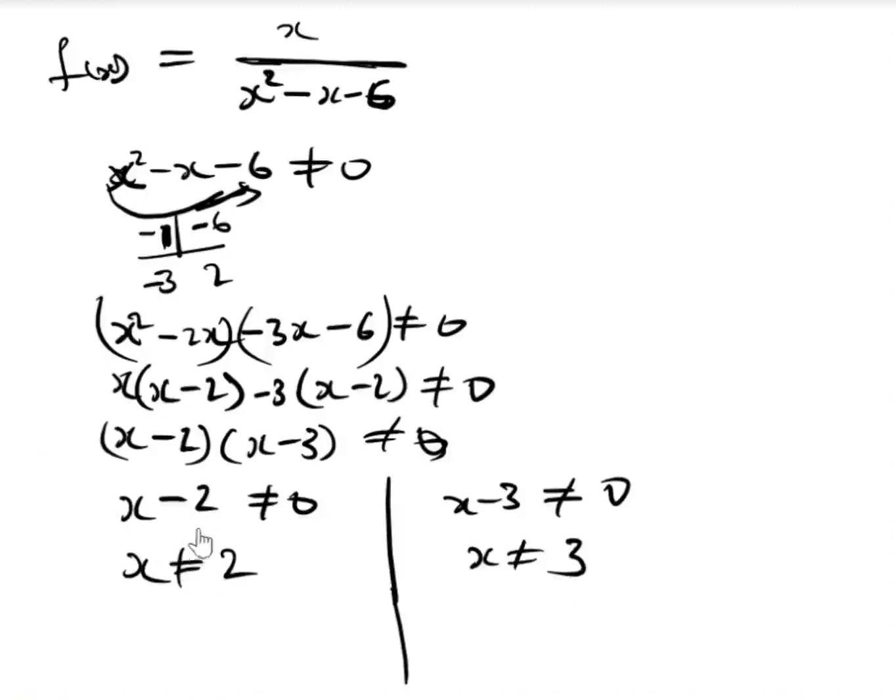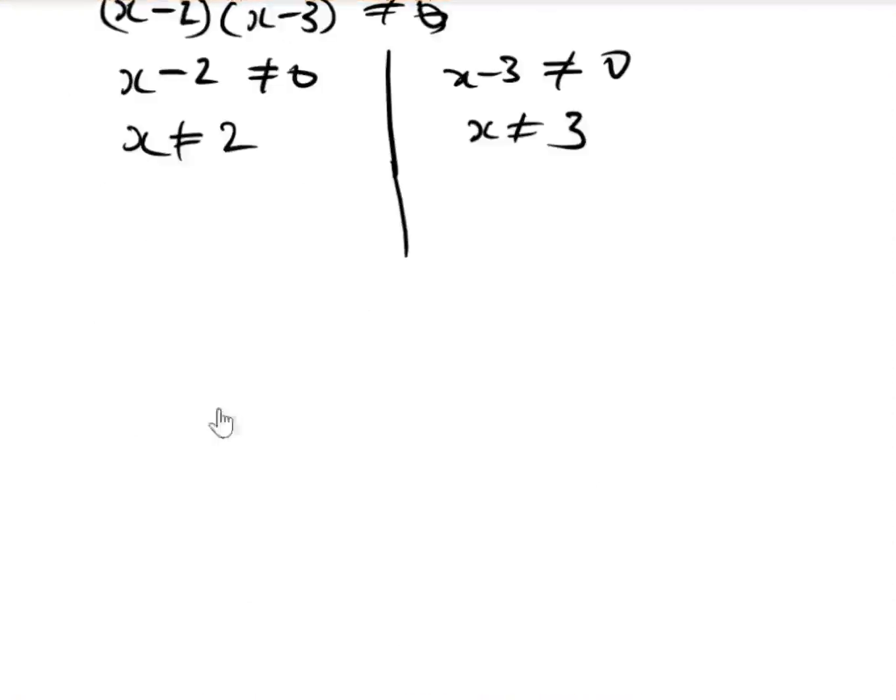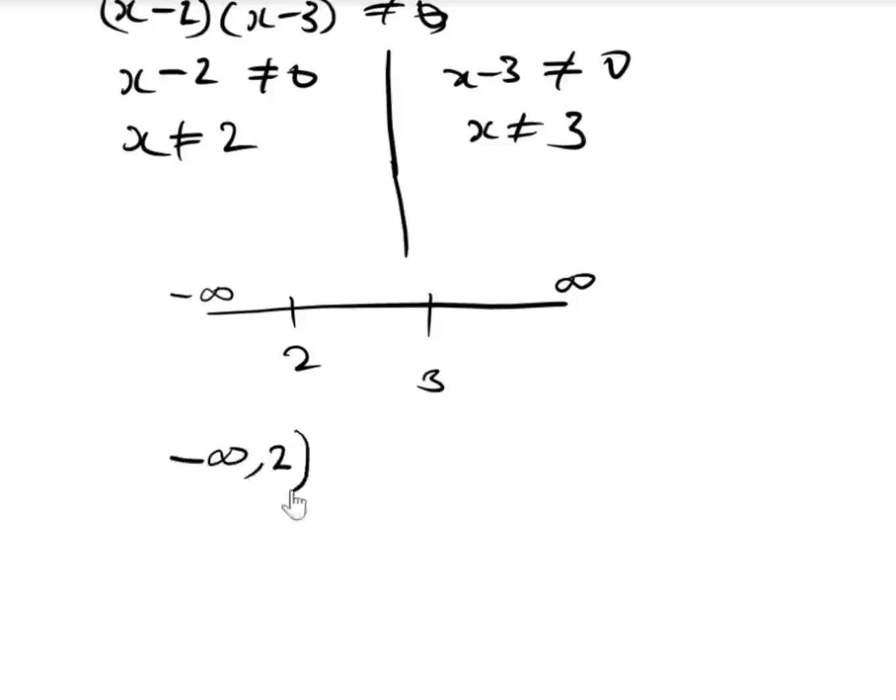This x not equal to 2 and x not equal to 3 explains that x can hold any other number except 2 and 3. Therefore, the domain will be: minus infinity to 2, union 2 to 3, union 3 to infinity. So this is the domain.